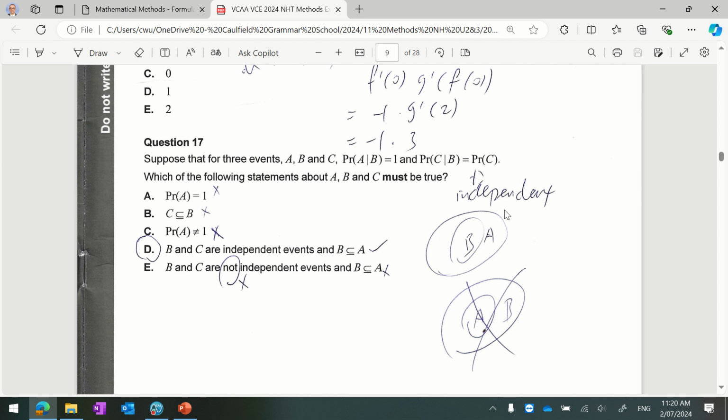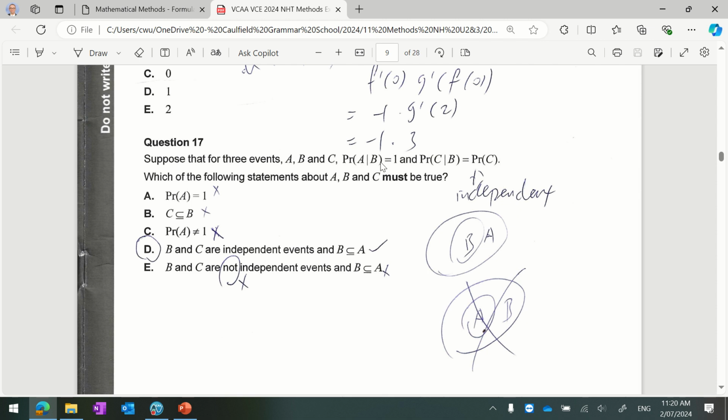If the probability of C is the same as the probability of C given that B has happened, it just means C does not care, does not depend on B, and vice versa. So C and B are independent. That's the first thing I wrote down.